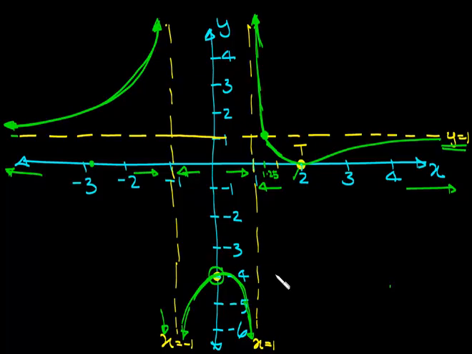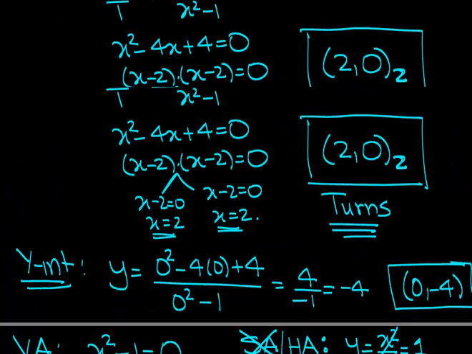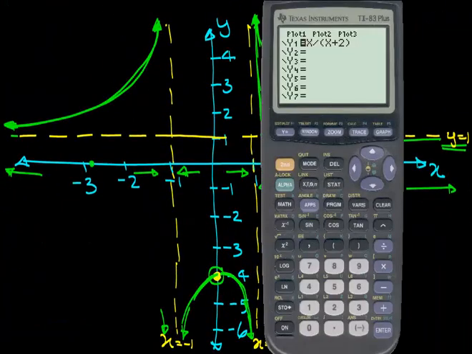If you're not sure, what you can do is, once you graph it, just pick a point here. Let's pick 3 and see what happens. So let's plug in 3 into our function. Let's define that function again. My function was what? x squared minus 4x plus 4 divided by x squared minus 1.